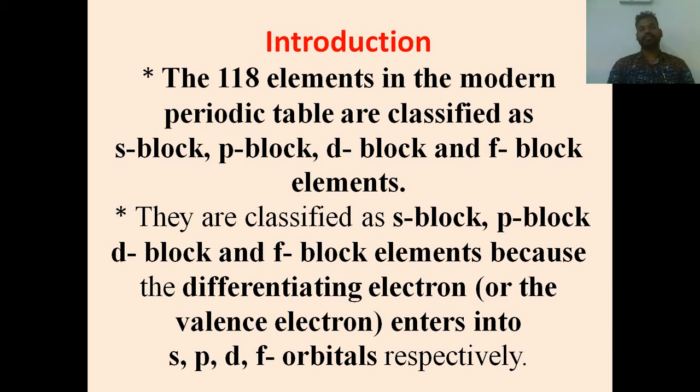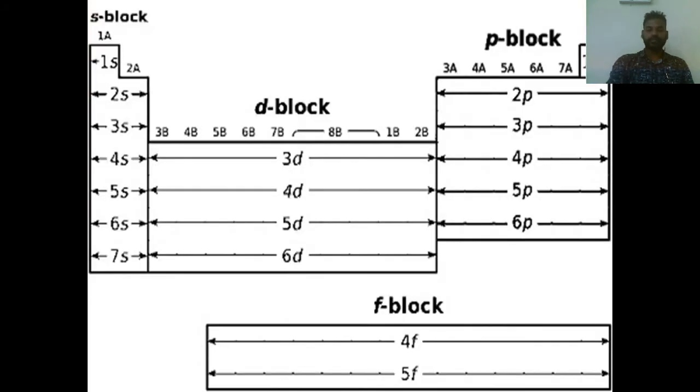So here they are classified into S, P, D and F block elements, because the differentiating electron, that means valency electron, enters into the S, P, D and F orbital respectively. So they are called S, P, D and F block elements. Here this is the position of the S, P, D and F orbitals.